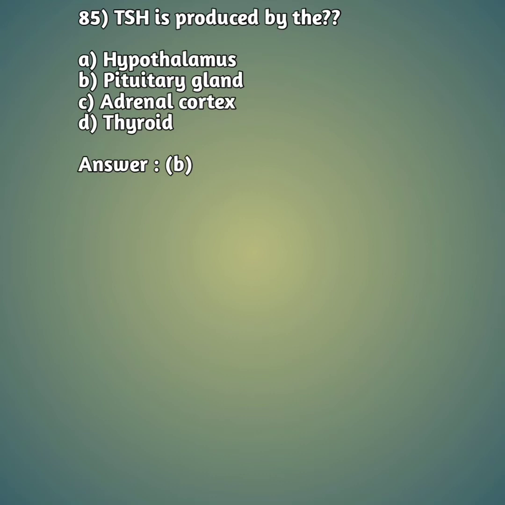TSH is produced by, what do you mean by TSH? That is thyroid stimulating hormone, right? So it is produced by option A hypothalamus, option B pituitary gland, option C adrenal cortex, and option D thyroid. So the right answer is option B, pituitary gland. Next, moving on to our next question.